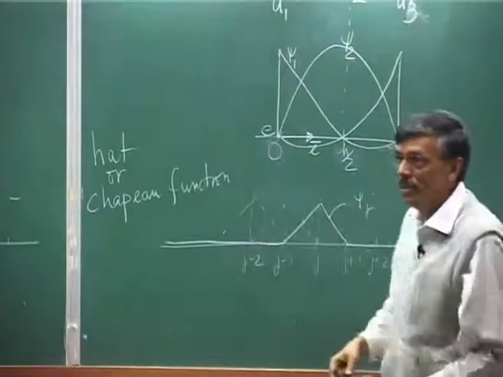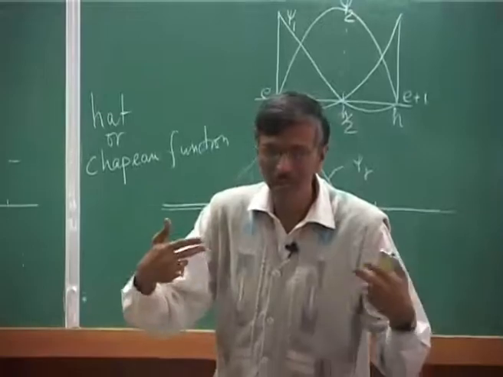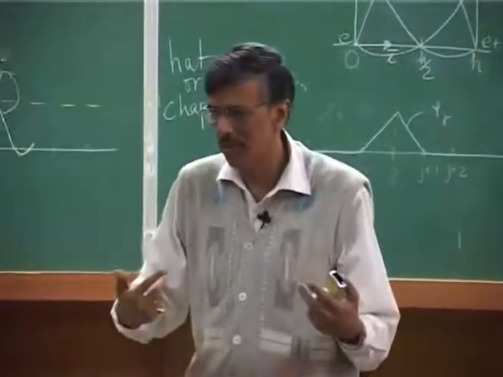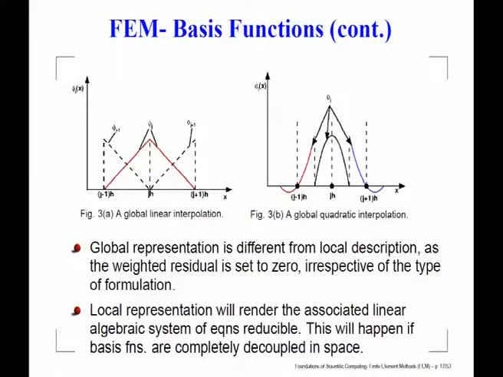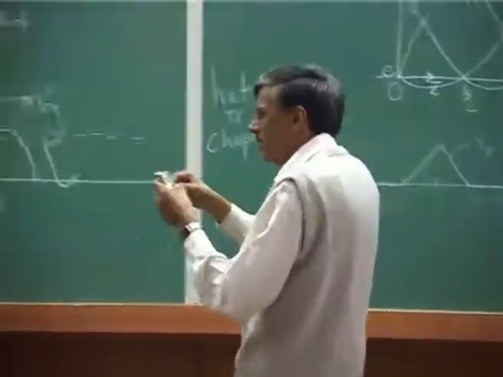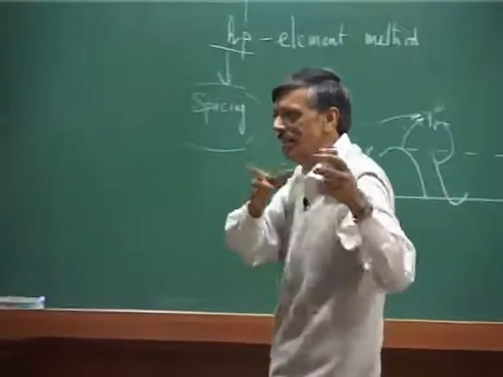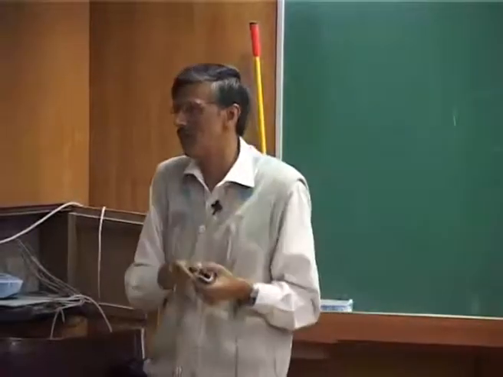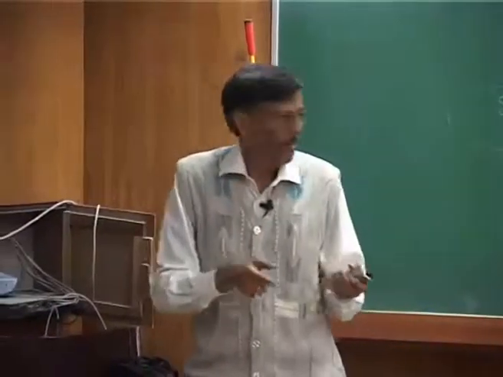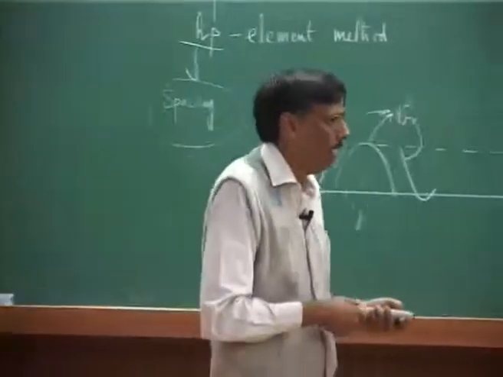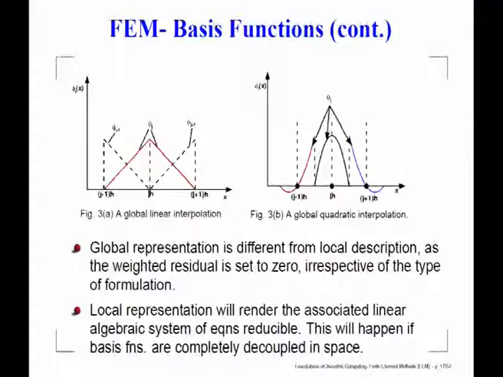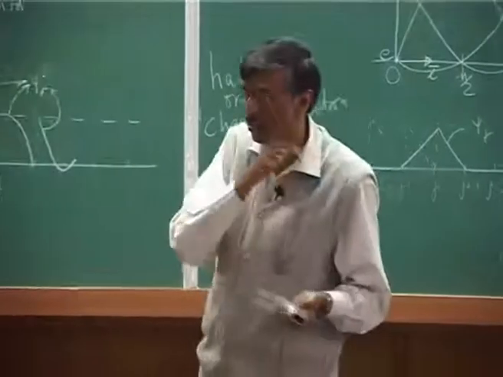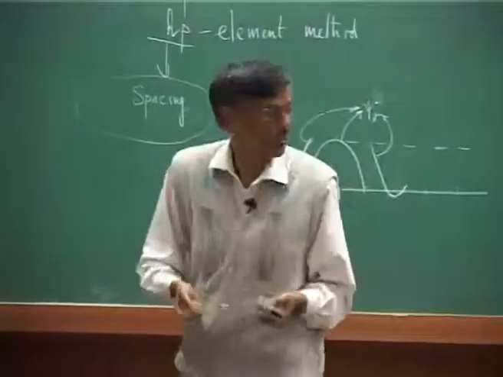So what will happen? The different elements will not communicate with each other. That is what we are essentially saying: if it does so, then I will get a sort of disjointed difference equation, a discrete equation at the elemental level. And then they are all independent of each other. So the so-called linear algebraic equations, even if I form them, will turn out to be reducible, because they are all decoupled. So that will not work.